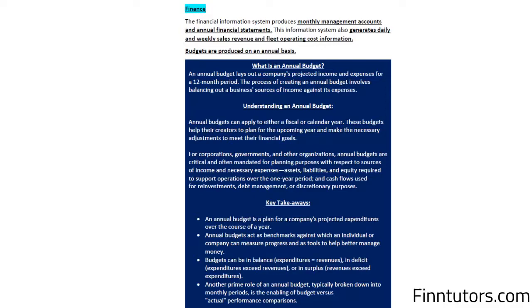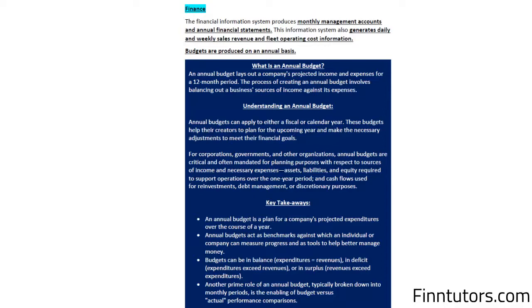For corporations, governments, and organizations, annual budgets are critical and are often mandated for planning purposes. It is very good for planning purposes, but it's backward looking, it's not forward looking. Key takeaways are that an annual budget is a plan for your projected expenditures. An annual budget acts as a benchmark against which an individual or company can measure progress. Budgets can be in balance, where expenditures equal revenue, in deficit, where expenditure is more than revenue, or in surplus, where revenue is more than expenditure.